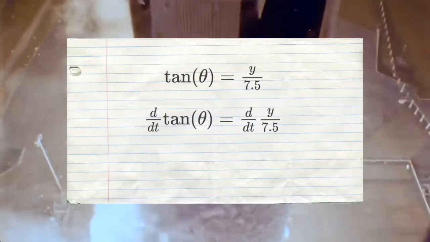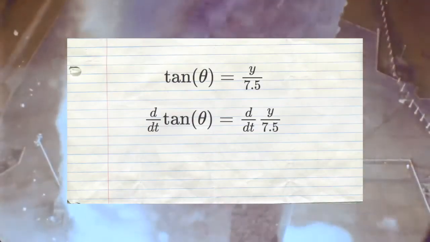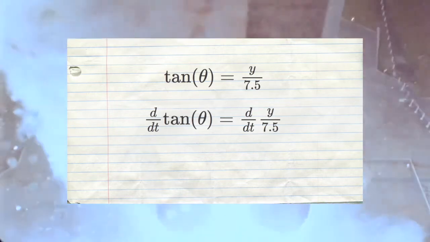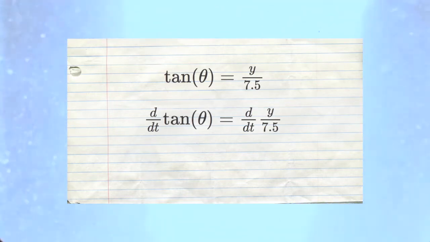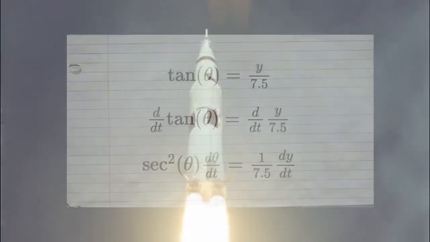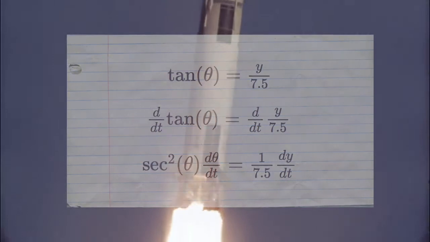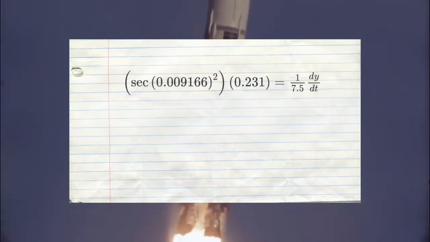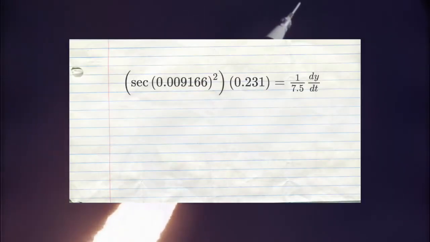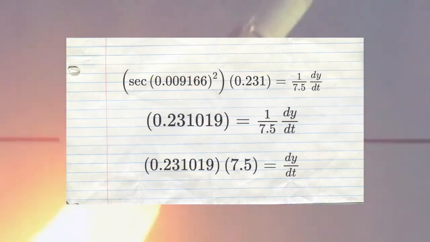The next step in solving the problem is to differentiate both sides with respect to time, and then plug in what we know to solve for the vertical velocity, or dy/dt. After differentiating both sides, we come up with this. Since we already know what both theta and dθ/dt are, we can plug in those values and go from there. Doing that brings us here. Then, we can simplify, multiply 0.23 by 7.5, and reach our final answer.